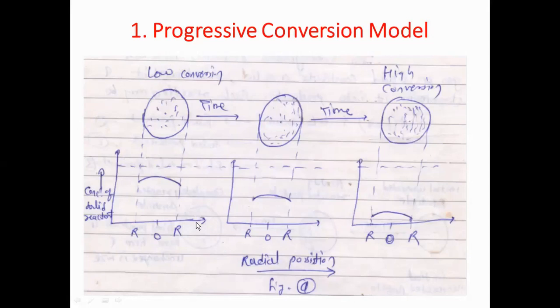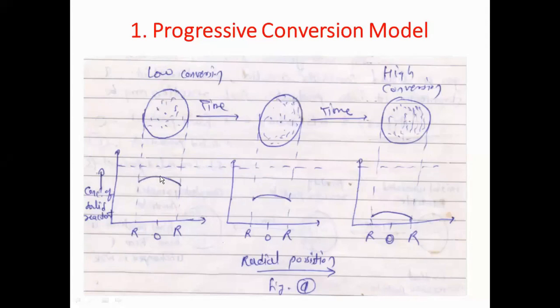See this concentration profile in radial position. This is the concentration of solid reactant, this is the initial concentration. Capital R is the radius of the solid, and 0 is the center of the solid. With the radius, at the center it is the maximum concentration, and at the surface it is less concentration, because here some reactant has reacted with the fluid.